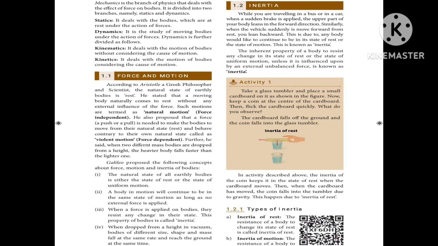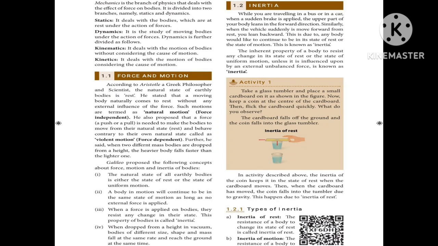Galileo proposed the following concepts about force, motion and inertia of bodies. The natural state of all earthly bodies is either the state of rest or the state of uniform motion. A body in motion will continue to be in the same state of motion as long as no external force is applied. When a force is applied on bodies, they resist any change in their state. This property of bodies is called inertia. When dropped from a height in vacuum, bodies of different size, shape and mass fall at the same rate and reach the ground at the same time.